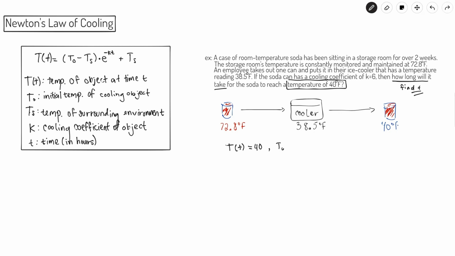And we know that something in some environment where it's making contact with its surroundings is going to eventually reach the temperature of its surroundings. And so we can assume that after 2 weeks, it's pretty safe to say that this can of soda has now definitely reached the temperature of the room. So I'm going to say that the initial temperature of the soda can was 72.8.